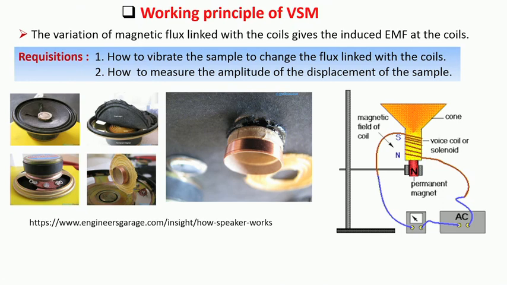So then south-south, there is repulsion. That means this part, because of changing the AC current here, the poles of this magnet will change. The other magnet is fixed, so this will vibrate, one is fixed, another will vibrate depending on the periodic repulsion and attraction between these two magnets. One is a permanent magnet, another is an electromagnet.